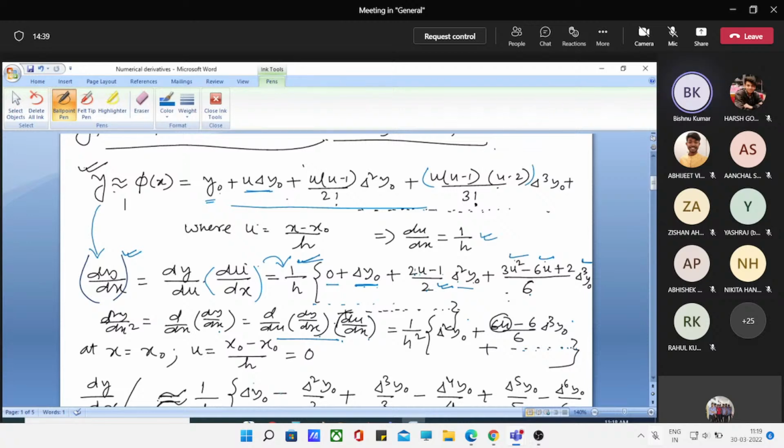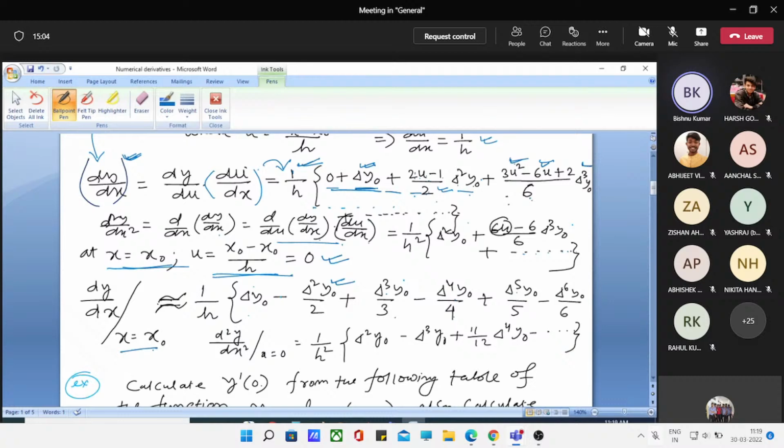That expression is nothing but 1 by h outside; inside, the first term is del y0, the constant term. Second term, with u0, will be del square y0 by 2. Third term, this term 0, this term 0, so 2 by 6 means 1 by 3 del cube y0. So del cube y0 by 3. The next term will be del 4 y0 by 4, next del 5 y0 by 5. I am not doing that calculation, but you will get a nice alternating series.